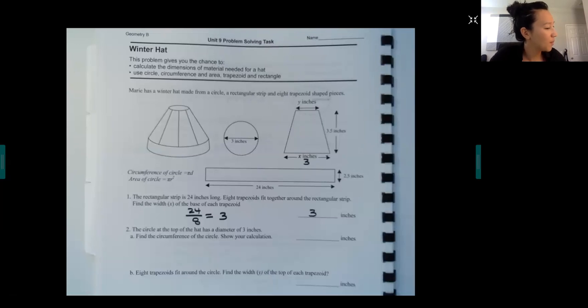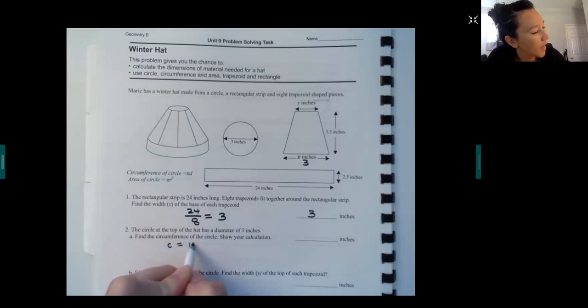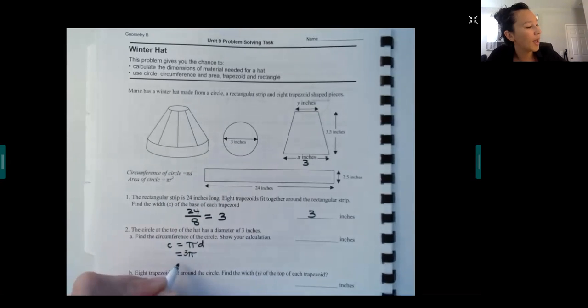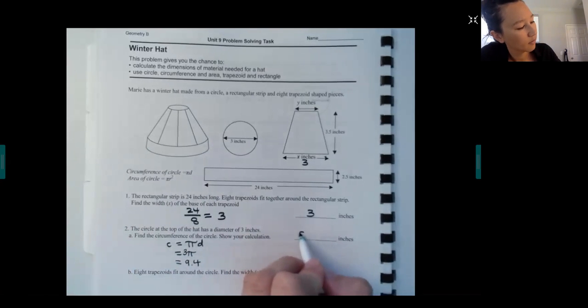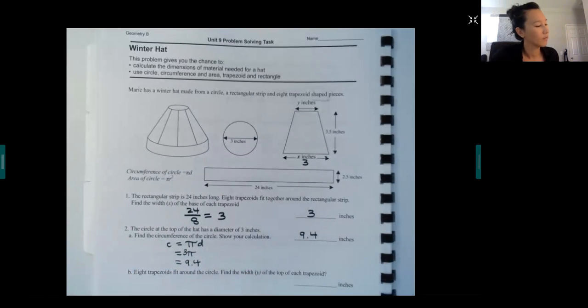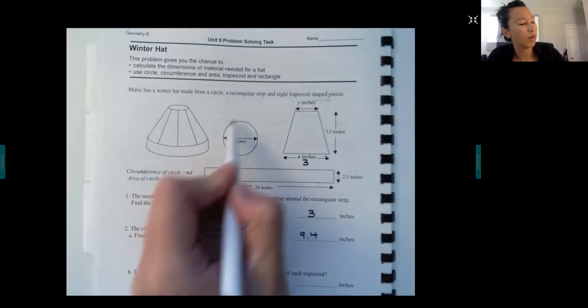Yep, I've got it from a couple of people. You guys are right. So circumference is pi times diameter, and our diameter is 3. So we take 3 times pi, which is about 9.4. So the circumference, the distance around the outside, is 9.4.